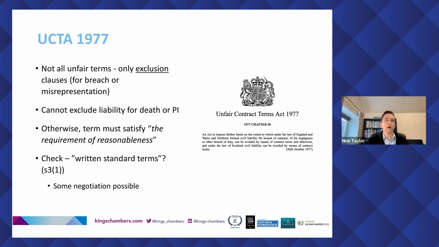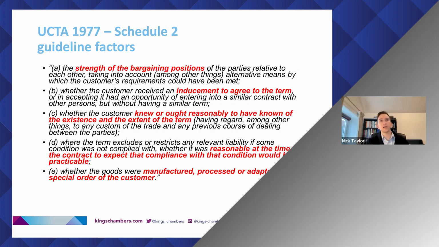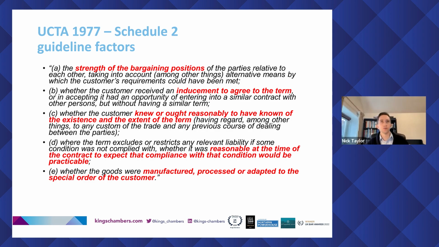So back to this requirement of reasonableness. What on earth does that mean? Well, no surprise that the statutory language is frankly an absolute open door for judges to use their judicial discretion. Section 11.1: the term shall have been a fair and reasonable one to be included, having regard to circumstances which were, or ought reasonably to have been, known to or in the contemplation of the parties when the contract was made. What does that mean? Well, the courts can have regard to what are called the Schedule 2 factors, which are within the statute. I've listed them there.